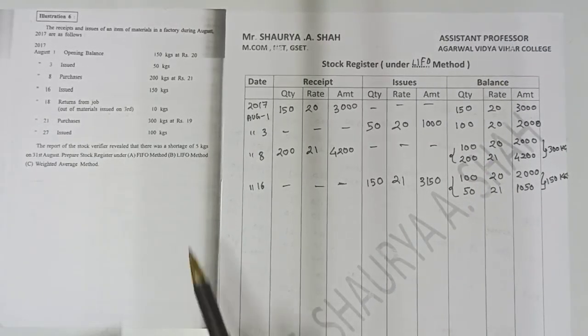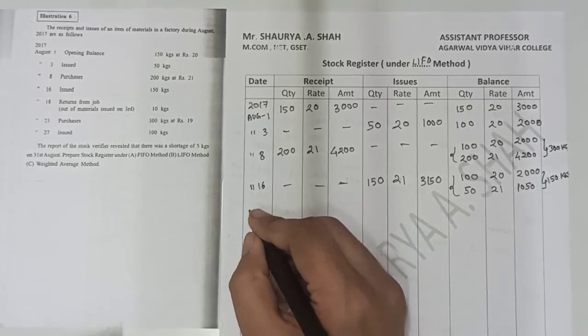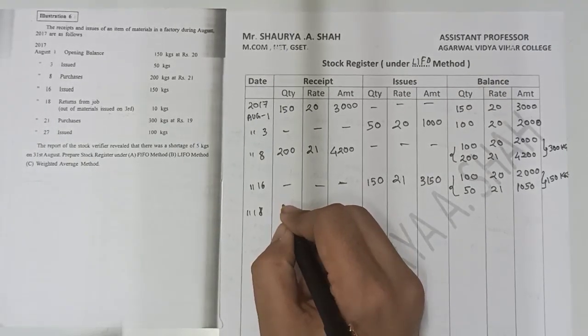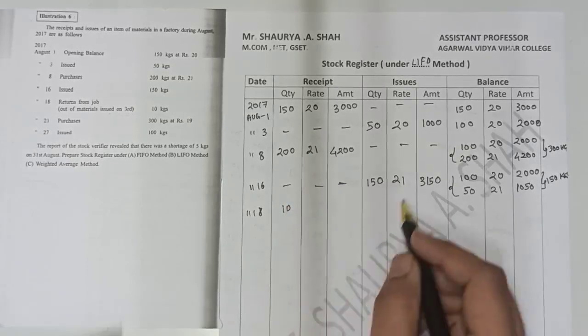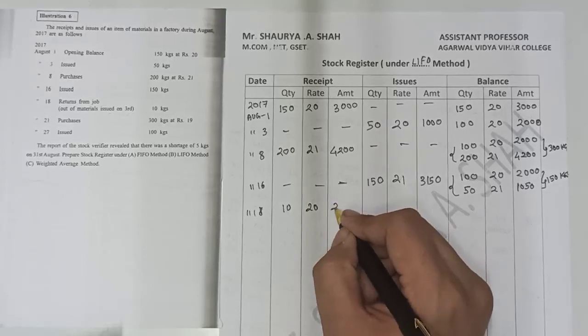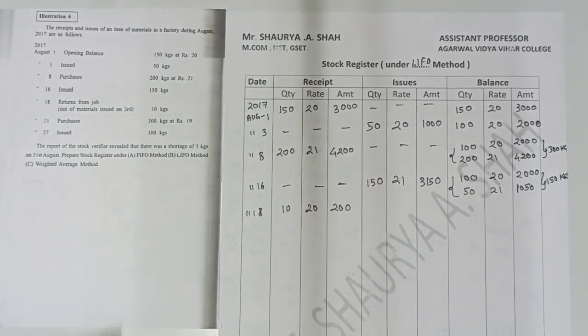So again, on 18th of August you have returns, right? This return is from 3rd August. So there will be no change in it because you have received how much? 10 kg from the 3rd August. So on 3rd August the rate is 20. So it will be 200, right? I hope it is clear.